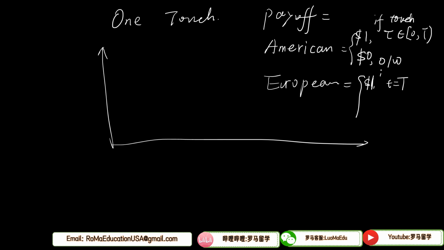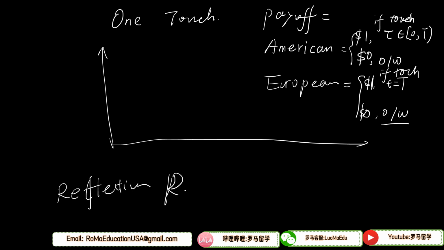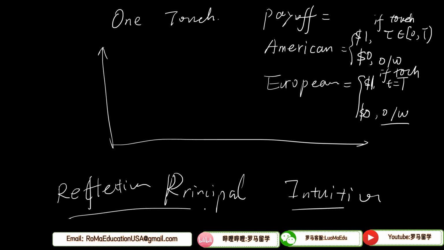Otherwise, if you never touch that, you get $0. For European style, the payoff is quite similar, but it only counts at maturity: at capital T, if S of capital T is larger than something, you get $1. If it is smaller than something, you get $0. In this question, what we are using is the reflection principle. Here we are not doing the reflection principle in detail, but what I want to suggest to you is don't just memorize this principle. You need to understand it and make it an intuition in your brain rather than memorizing it.